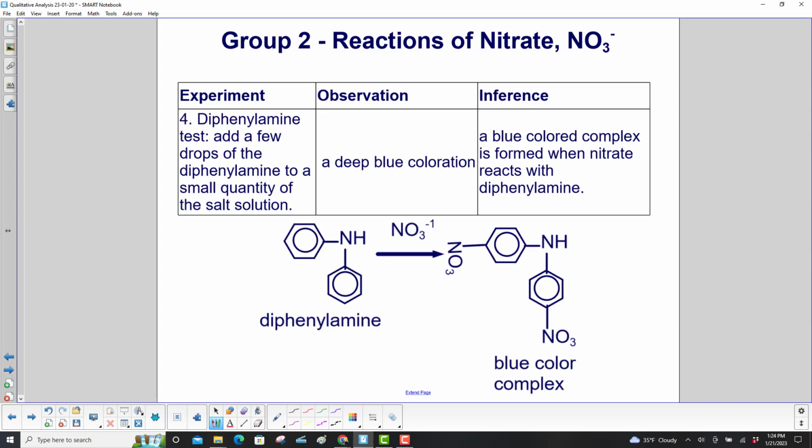4. Diphenylamine test. Add a few drops of the diphenylamine to a small quantity of the salt solution. Observation, a deep blue coloration. Inference, a blue-colored complex is formed when nitrate reacts with diphenylamine.